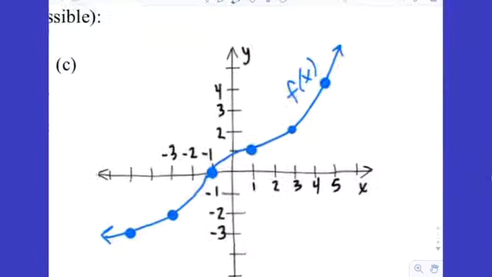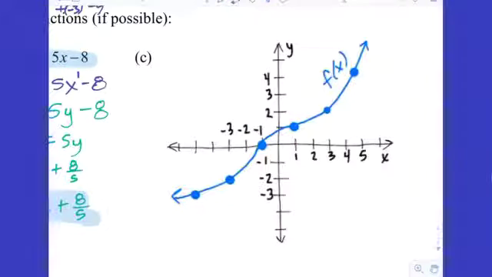Okay. Here is a graph of a function that is one-to-one. How do we know that one is one-to-one?